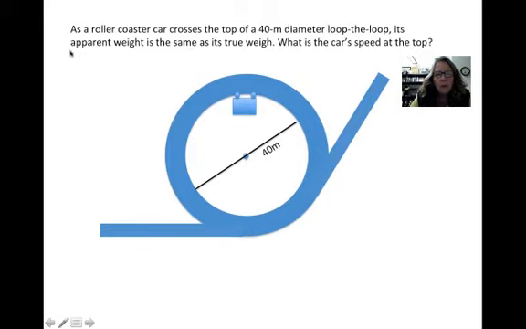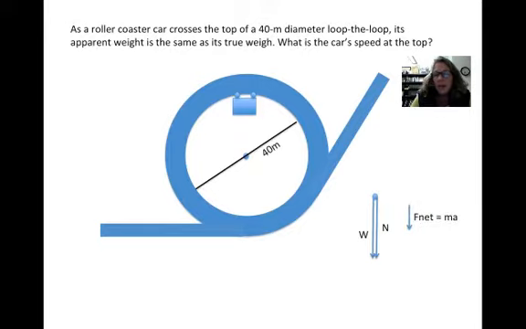When we talk about apparent weight, we really mean the normal force. Not exactly, but in problem solving we can say it's the normal force. And the true weight is just the weight of the object. I'm going to draw a free body diagram with the weight, mg, and the normal force. I'm saying they're equal, so they're the same thing. In this problem, it's defined this way: the weight is the same as the apparent weight and the true weight.